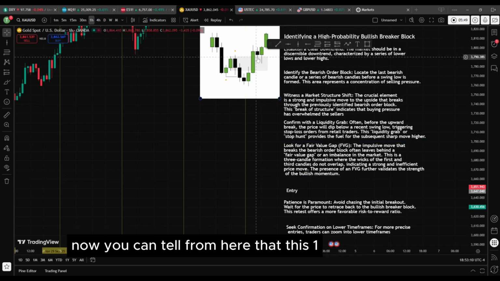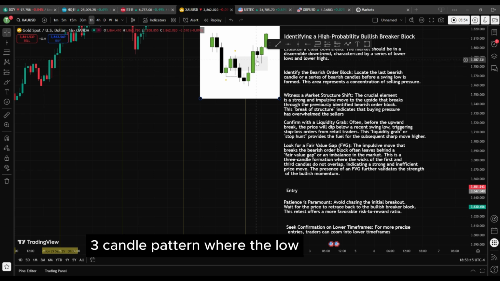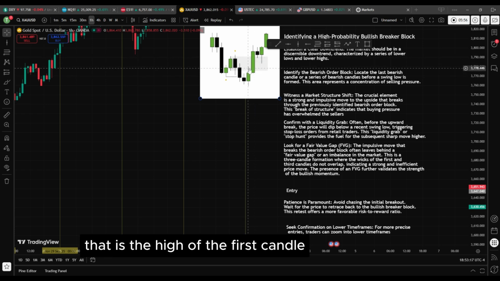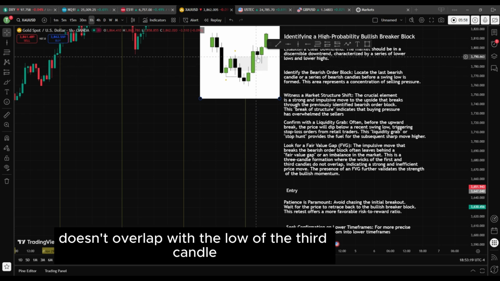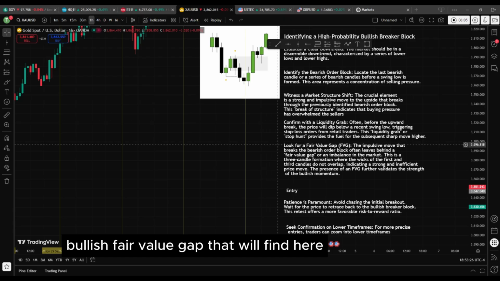Now we can tell from here that this is a 1, 2, 3 candle pattern where the high of the first candle doesn't overlap with the low of the third candle. It is a perfect fair value gap, a bullish fair value gap that we'll find there.